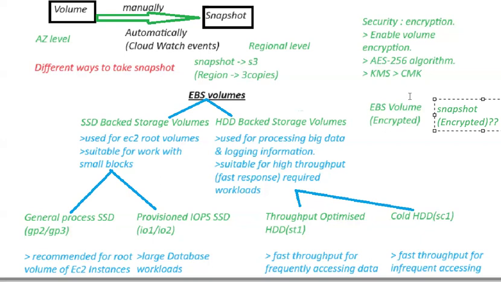Let's say I have an encrypted EBS volume. Now, I created a snapshot from this encrypted EBS volume. Is my snapshot encrypted? The answer is yes. Your snapshot is also encrypted. Let's say I have an encrypted snapshot. Now I want to create an EBS volume from the snapshot. Will the volume created from the encrypted snapshot be encrypted? Yes, your volume created from an encrypted snapshot will also be encrypted.